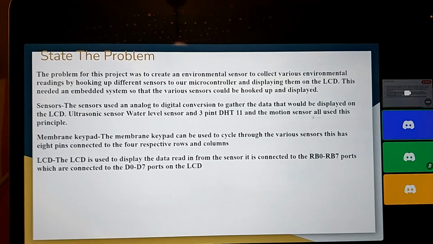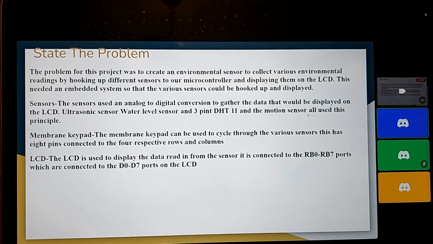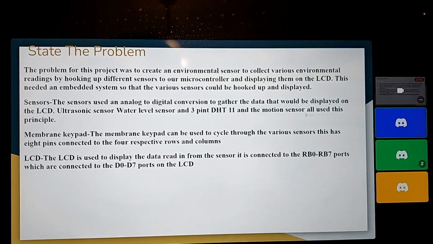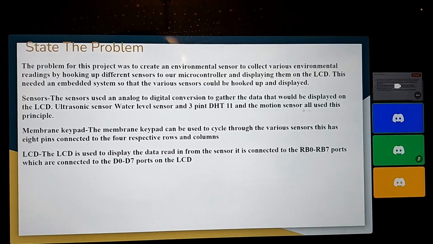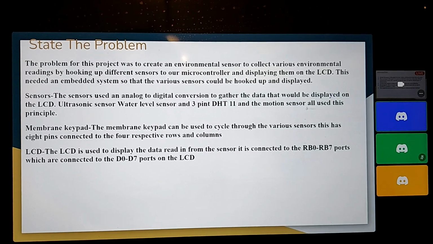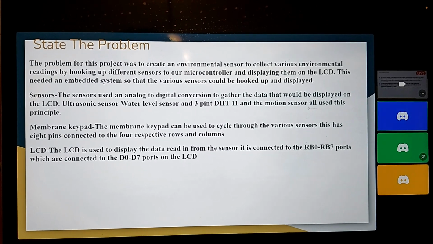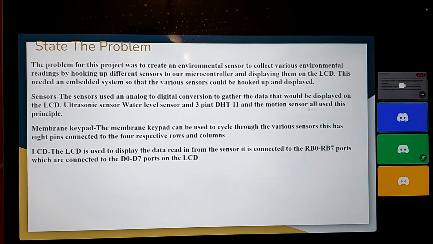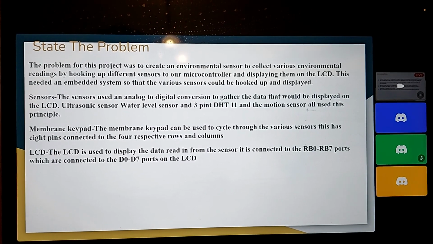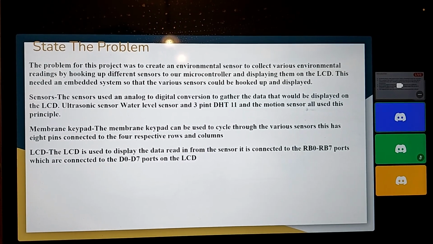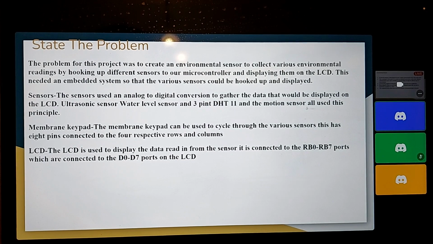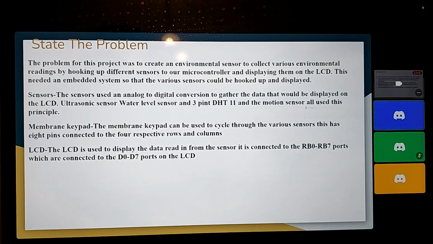For these sensors, we had to take analog data and convert this to digital. We also used a membrane keypad to cycle through the various sensors we wanted to use. The membrane keypad is connected with 8 different pins for the 4 respective rows and columns, and then we needed an LCD to display the data.